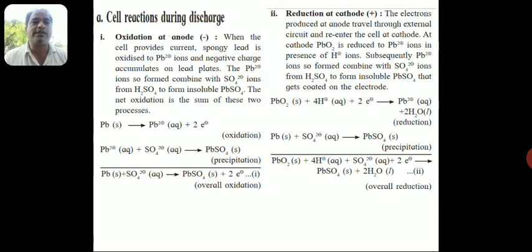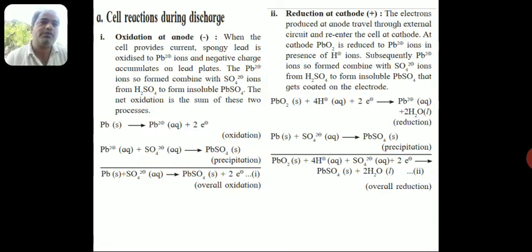We can write the net reaction for the oxidation. The net reaction for the oxidation is Pb plus SO4 2- gives PbSO4 plus 2 electrons. Now this is the overall oxidation reaction. Keep in mind, it is not the net cell reaction, it is the overall oxidation reaction. That means 2 electrons are left on the electrode, that is the anode, and PbSO4 is solidified or precipitates in the cell vessel.